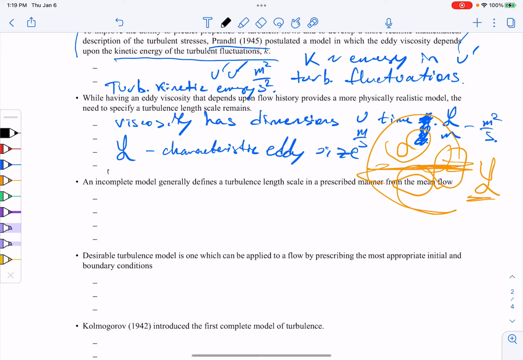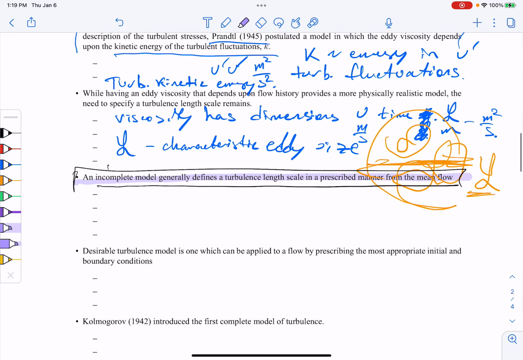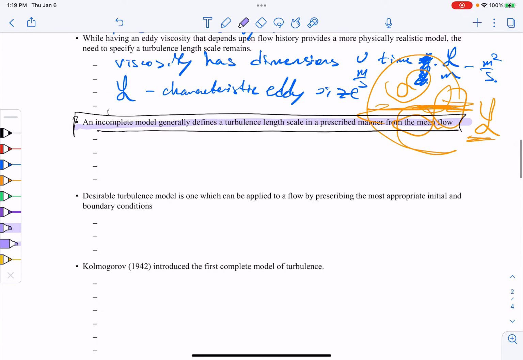So an incomplete model is, really I define it right here in my next point. You can see it's better that I type things out than write them. It is one where we have to define something that we're trying to find about the flow before we do the calculation. For example, if I'm trying to predict a turbulent flow, I don't really know what the size of the eddies are. But all these models that Prandtl and von Karman and all these guys formed were all incomplete, because I had to know something about the solution before I had it. So that's really the difference between the complete and incomplete models.